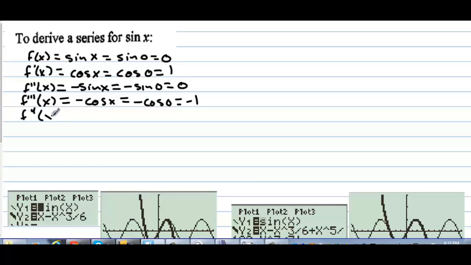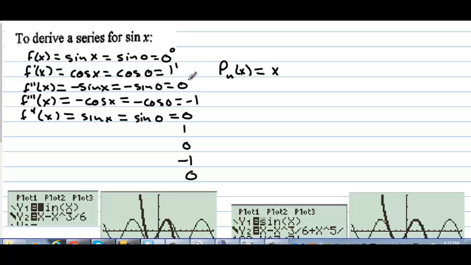The fourth derivative is going to be sine of x, and sine of 0 is 0. Now we're back to where we started. So then it's going to go 1, 0, negative 1, 0, and we'll keep going in that pattern. The polynomial, not fourth, but we want nth here, of x equals. We start with 0 and then 1x. And then we have, this is a power of 0, this is the power of 1, this is the power of 2, 3, 4, 5, 6, 7, 8. Keep going on in that pattern.